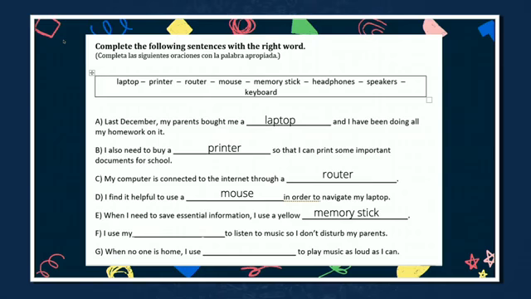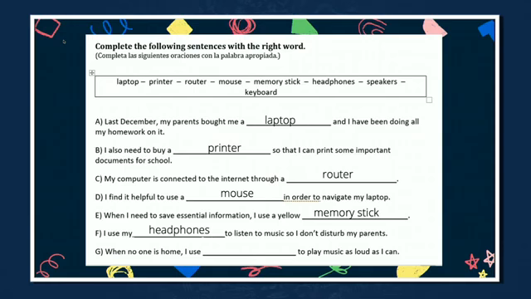Next one. I use my... yo utilizo mi... to listen to music so I don't disturb my parents. Yo uso mi... para escuchar música de forma que no moleste a mis padres. What is it, speakers or headphones? Exactly, headphones. I use my headphones to listen to music so I don't disturb my parents.